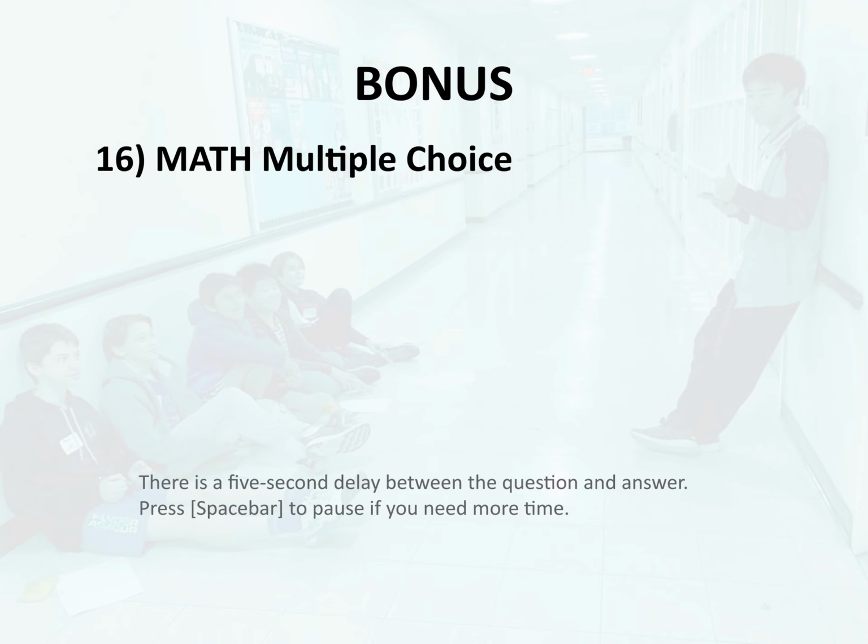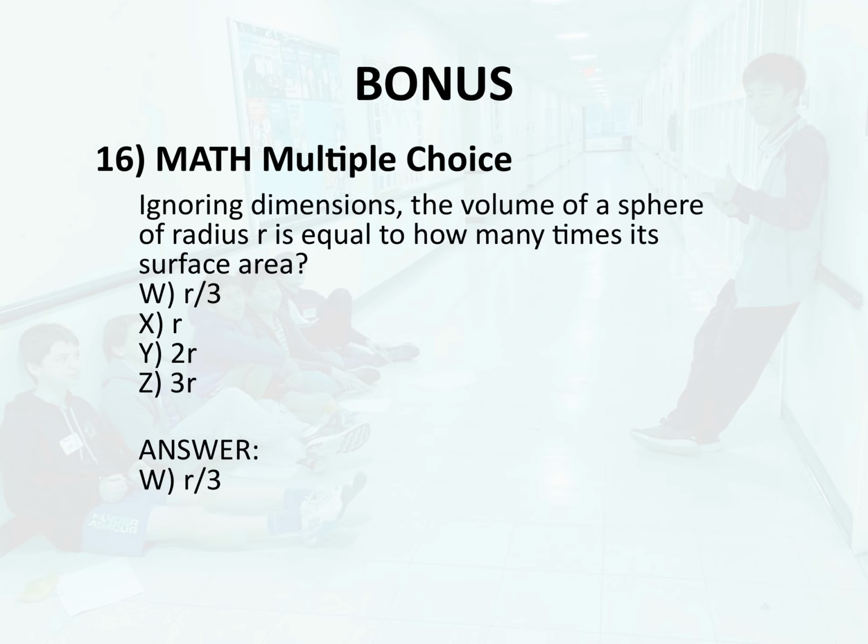Bonus, 16. Math. Multiple choice. Ignoring dimensions, the volume of a sphere of radius r is equal to how many times its surface area? W. r over 3. X. r. Y. 2r. Z. 3r. Answer. W. r over 3.